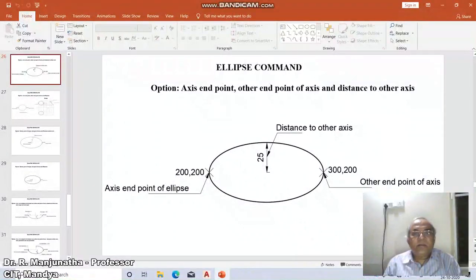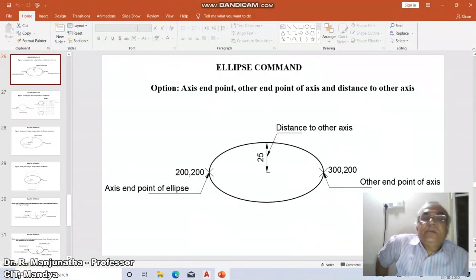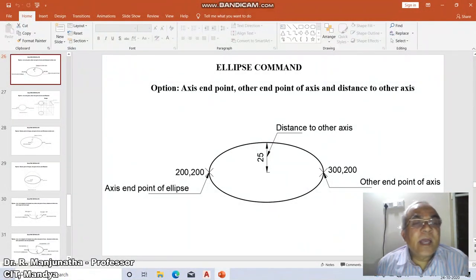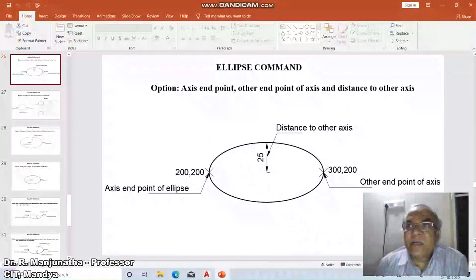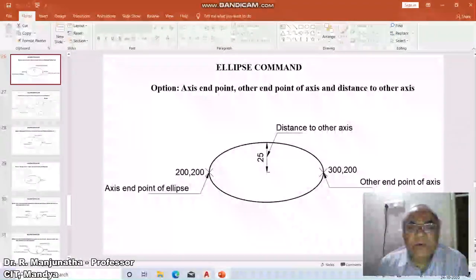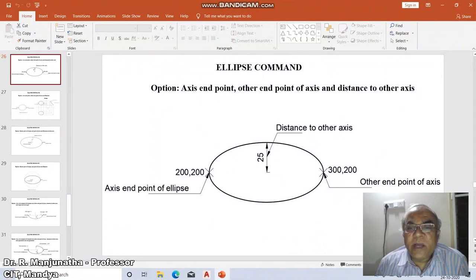The first is in the ellipse command. These are the options. One option is axis endpoint, other endpoint of axis, and distance to the other axis. So we are going to consider the axis endpoint of the ellipse as 200, 200, and the other endpoint of the axis as 300, 200. So the overall length will become 300 minus 200, which is 100, which is going to be the one diameter, the one chord length of the circle.